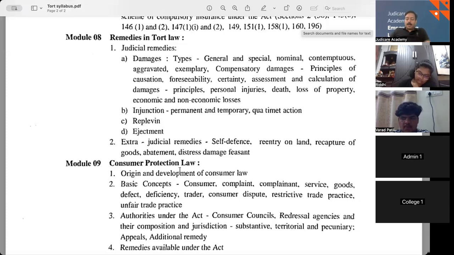For example, a nominal sum of $1 is awarded where a tortious act happened but did not result in physical or economic harm. A very famous case was that of a very senior advocate in the Supreme Court, where contempt proceedings were brought against him, and he was fined a very nominal amount, which was rupee 1.